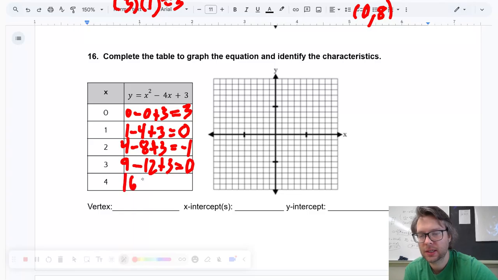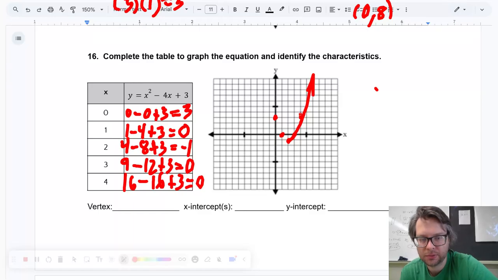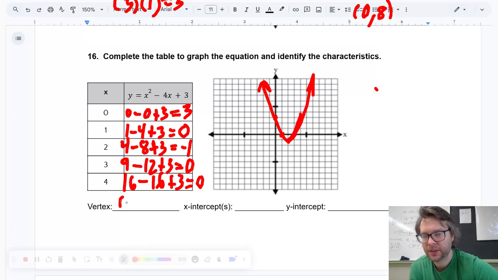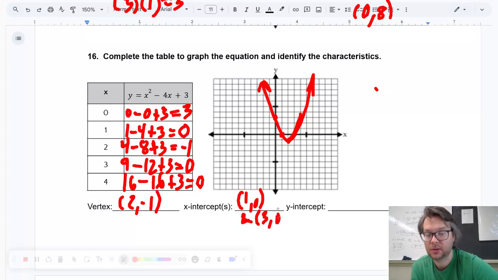4 squared is 16. 4 times 4 is also 16. Plus 3 is 3. You should also notice that a lot of the same numbers are coming up because this graph has the same shape. It's a parabola shape. It has a lowest point, it goes up 1, and then it goes up 3 more. After that it goes up 5 more. It has that odd number pattern that we've talked about before. The vertex on this one is 2, negative 1. The x-intercepts are 1, 0, and 3, 0. The y-intercept is 0, 3.